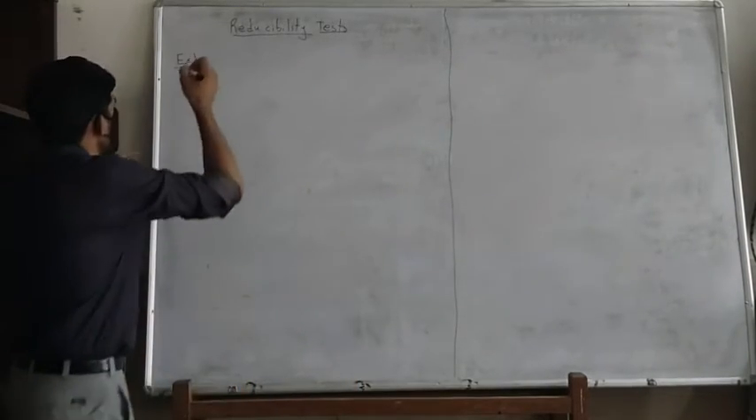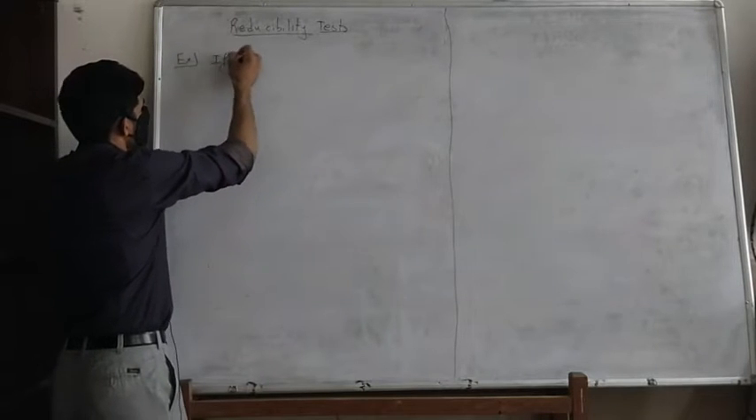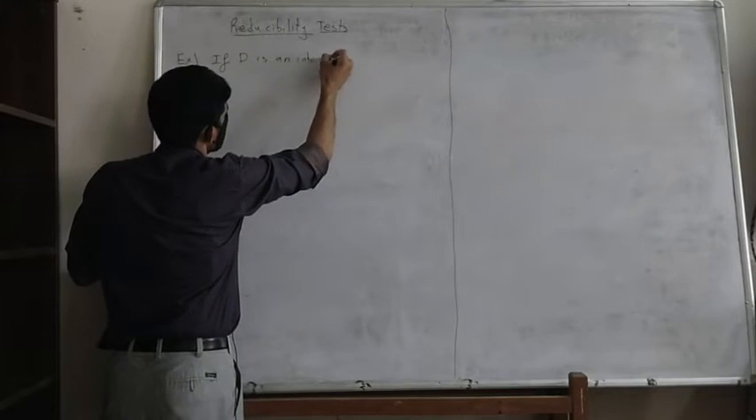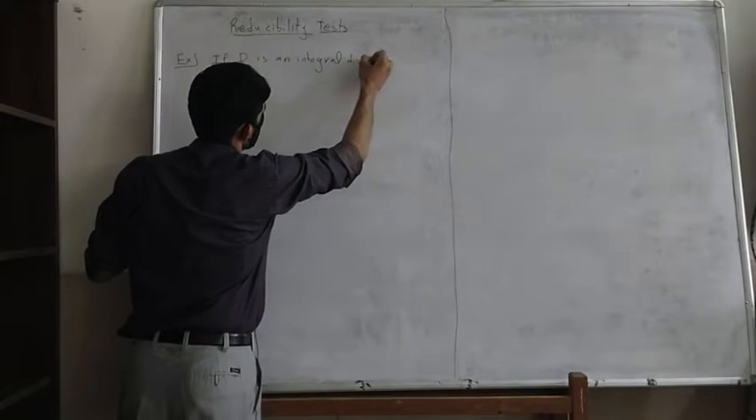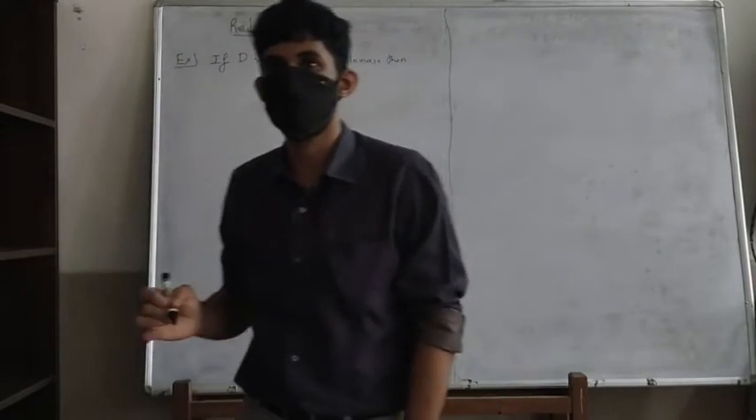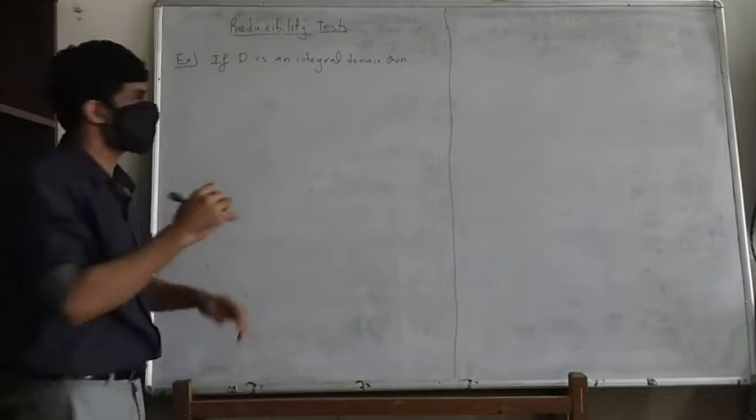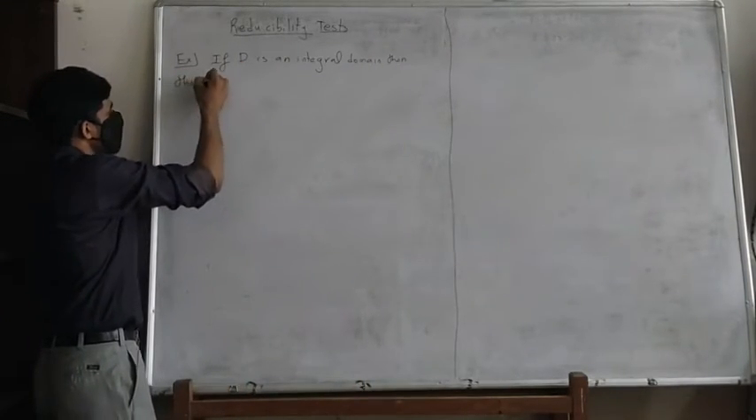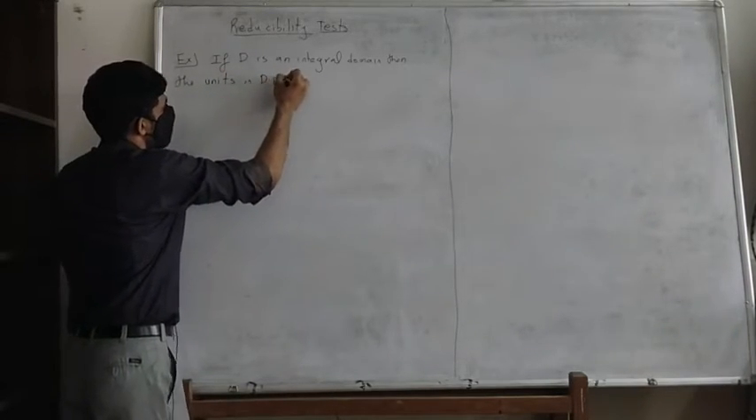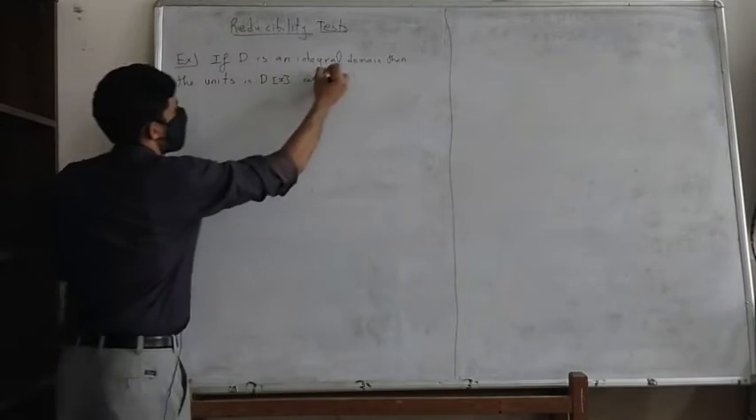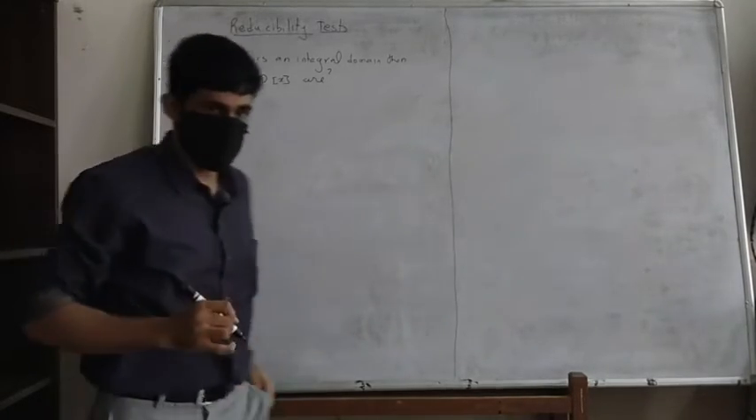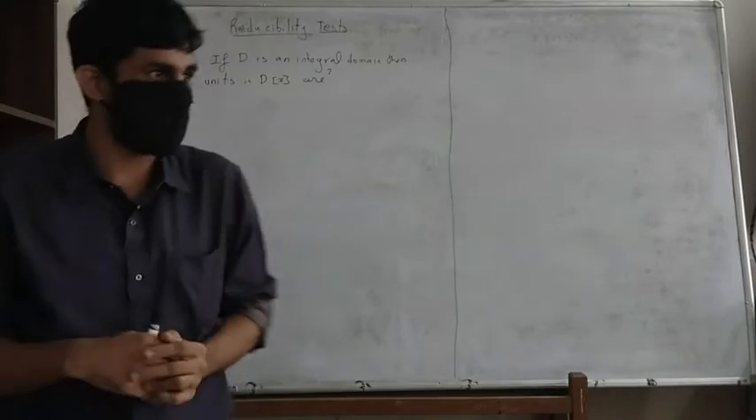That is, if D is an integral domain, then I want to know what are the units in D[x]. Okay, what are the units in D[x]? Can anyone tell me? So I want to know what are the units in D[x]. Okay, so let's think about it. What do elements of D[x] look like?